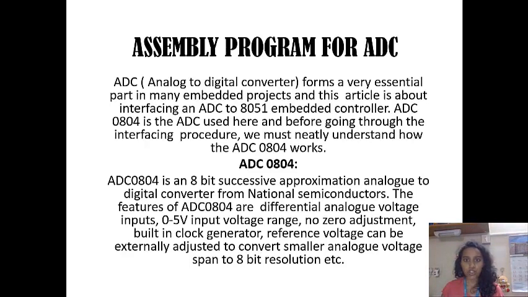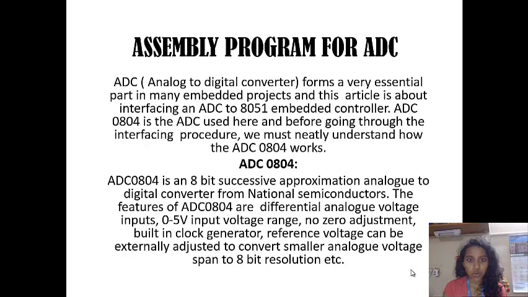So now we are going to look at the ADC we are going to use in the assembly program, that is our ADC 0804. The 0804, as mentioned, is an 8-bit successive approximation analog to digital converter from National Semiconductors. The most important features are a 0 to 5 volt input voltage range, no zero adjustment, and a built-in clock generator, which is an important factor because we don't need an external clock generator. Reference voltage can be externally adjusted. So that is for your ADC 0804.